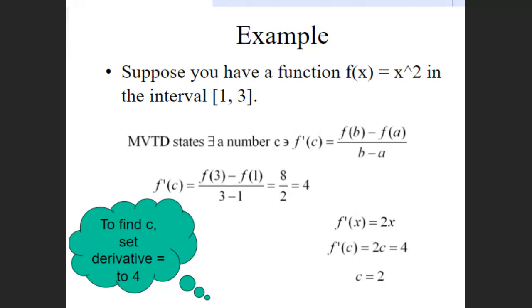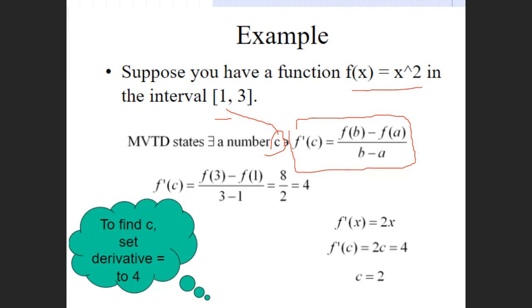So these are the different examples for the function, showing how you can check whether we can apply Rolle's theorem or the mean value theorem. Suppose we have a function f of x is equal to x square, and the interval is given as 1 and 3. The mean value theorem says that there is a point c between this interval 1 and 3, where f dash of c is equal to f of b minus f of a divided by b minus a.